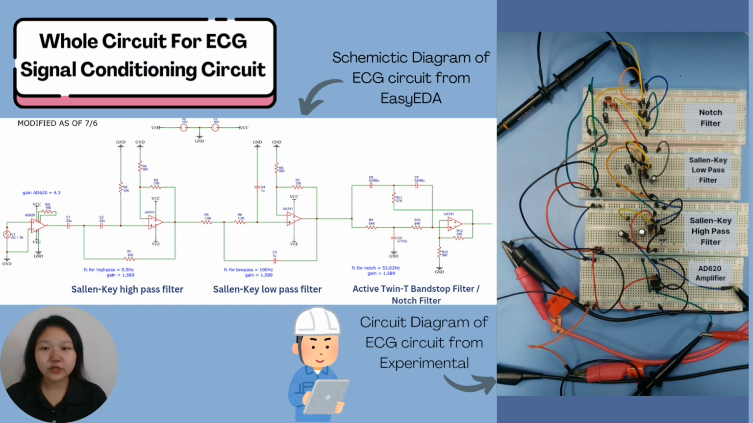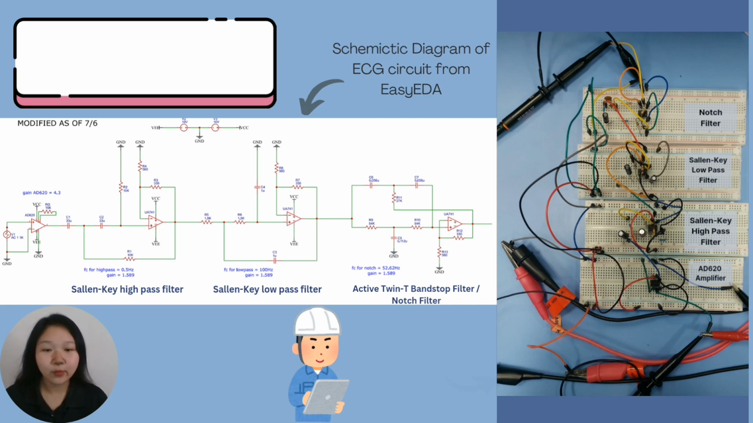Now I continue the presentation with the whole circuit for the ECG signal conditioning circuit. We can see that the first diagram is sketched from EasyEDA and the second diagram is obtained experimentally. Based on the diagram, the AD620 amplifier connects to the cascaded high-pass filter and low-pass filter, giving a cutoff frequency between 0.5 Hz and 100 Hz, and then connects to the notch filter, which is also called a bandstop filter, with a cutoff frequency of 52.63 Hz. And then we can get a higher quality output.